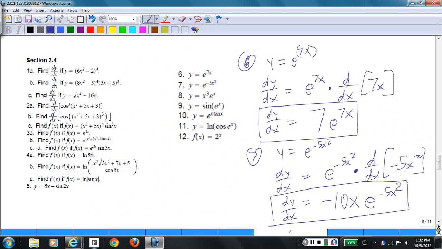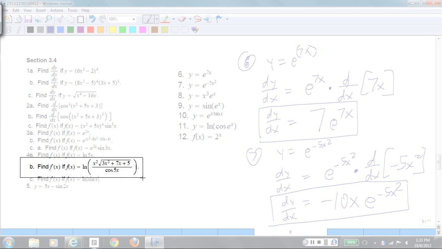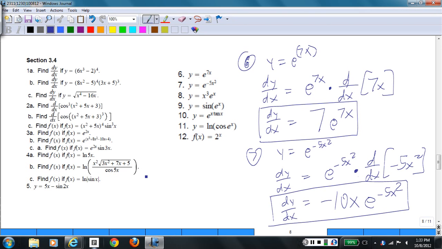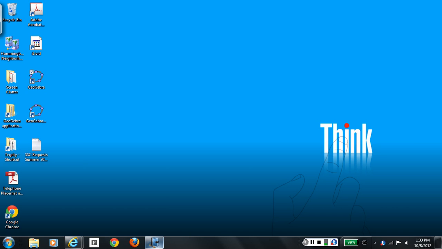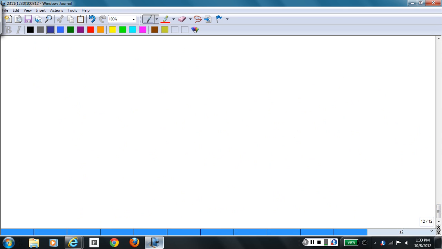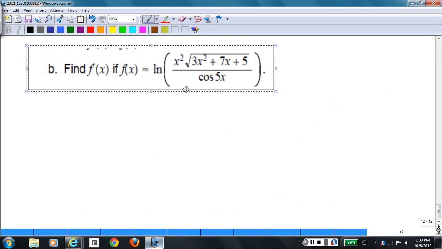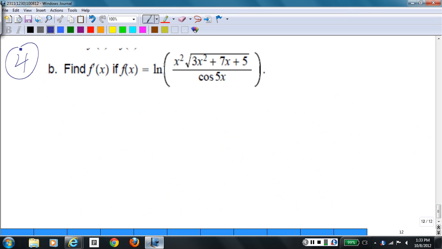Anything else in the 3.4 list? What about number 4? Which part? The B part. Yeah, that's where you want to exploit the properties of logarithms to make that expression as nice as possible. Because if you just attack it with the chain rule and the quotient rule and product rule, it's a disaster. Unmitigated disaster. So problem 4, use the properties of logarithms. Make it as nice as humanly possible.